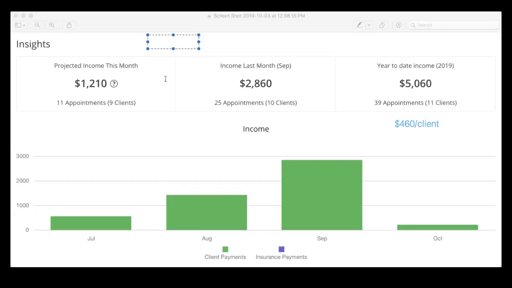So if I want to calculate how much I can spend to acquire a new customer, cost per acquisition, my CPA must be less than my lifetime value. So this $460 per client is my lifetime value. The CPA, cost per acquisition, let's pop back over to Google.